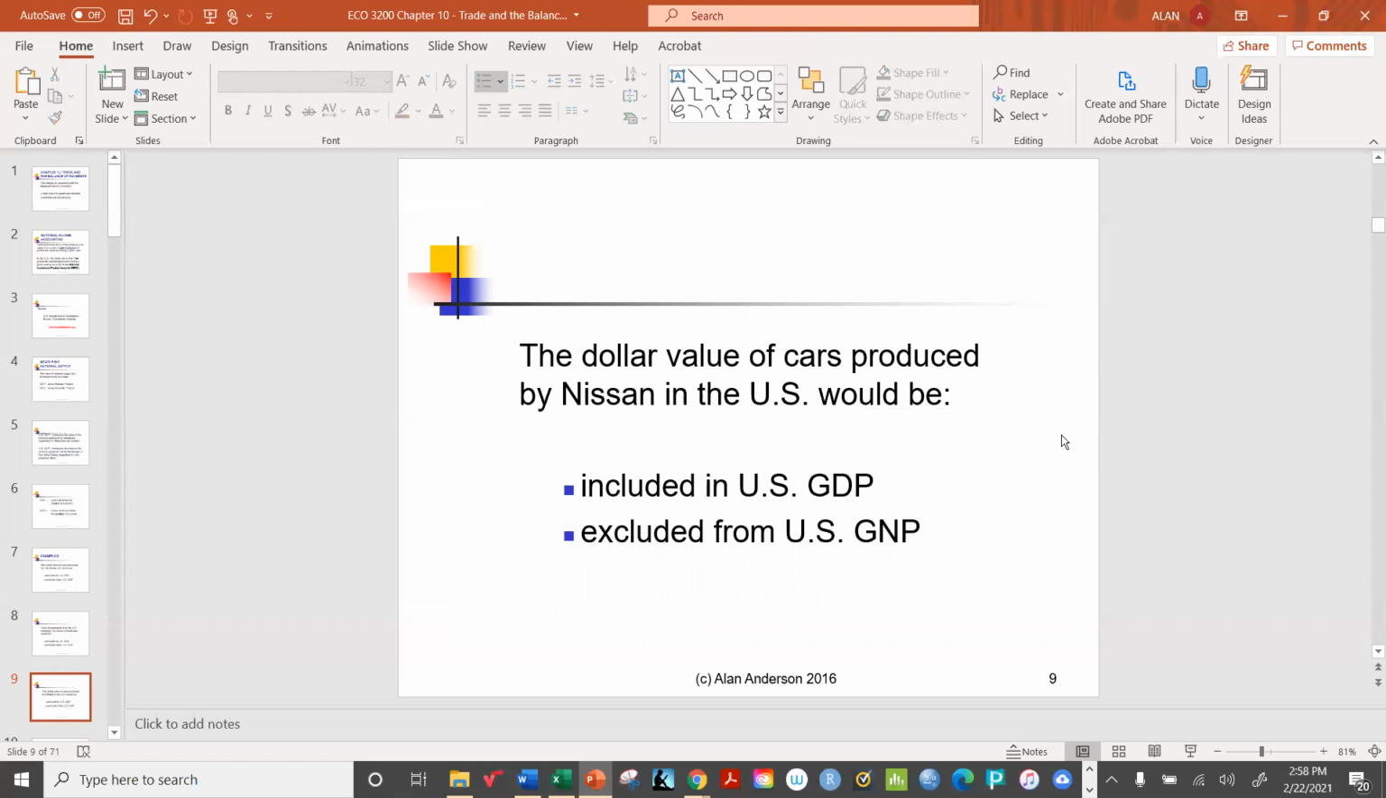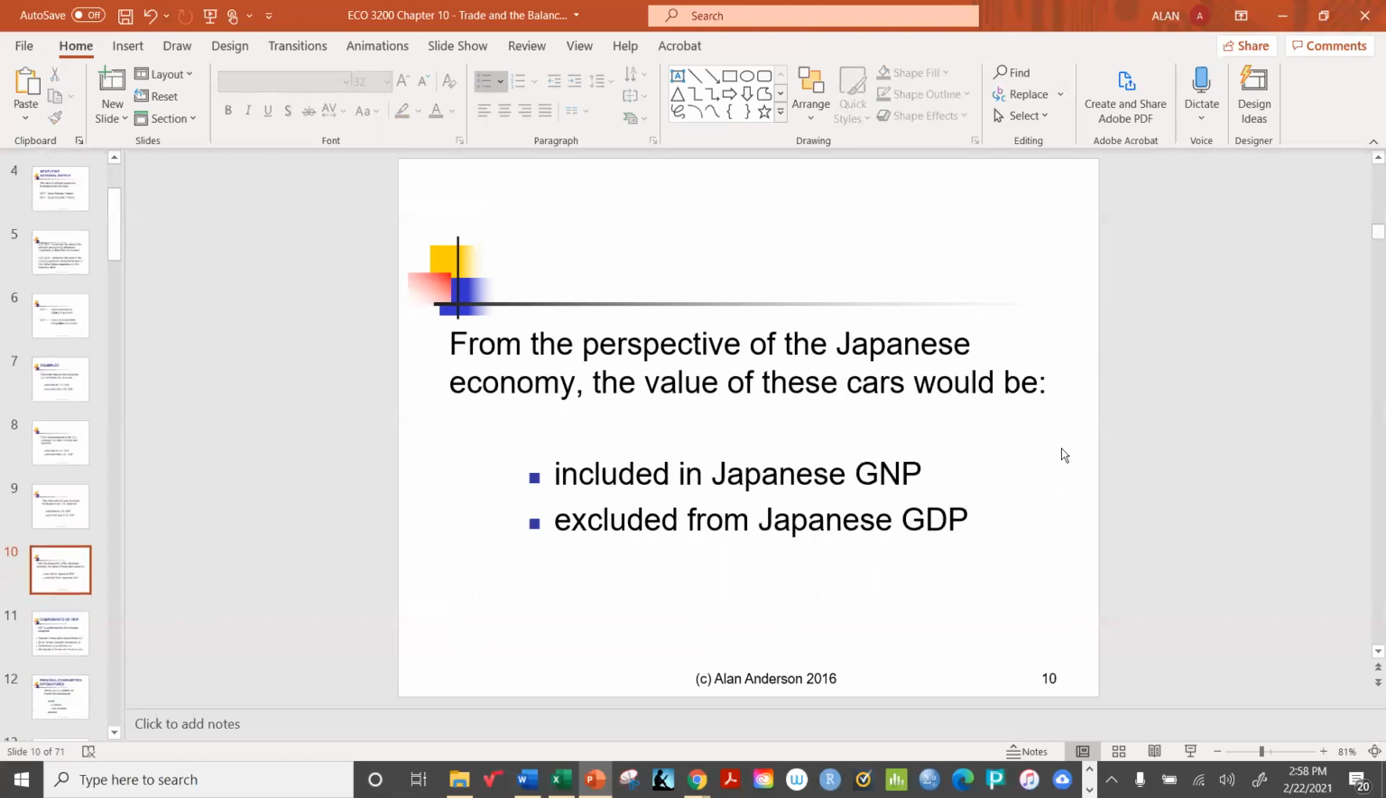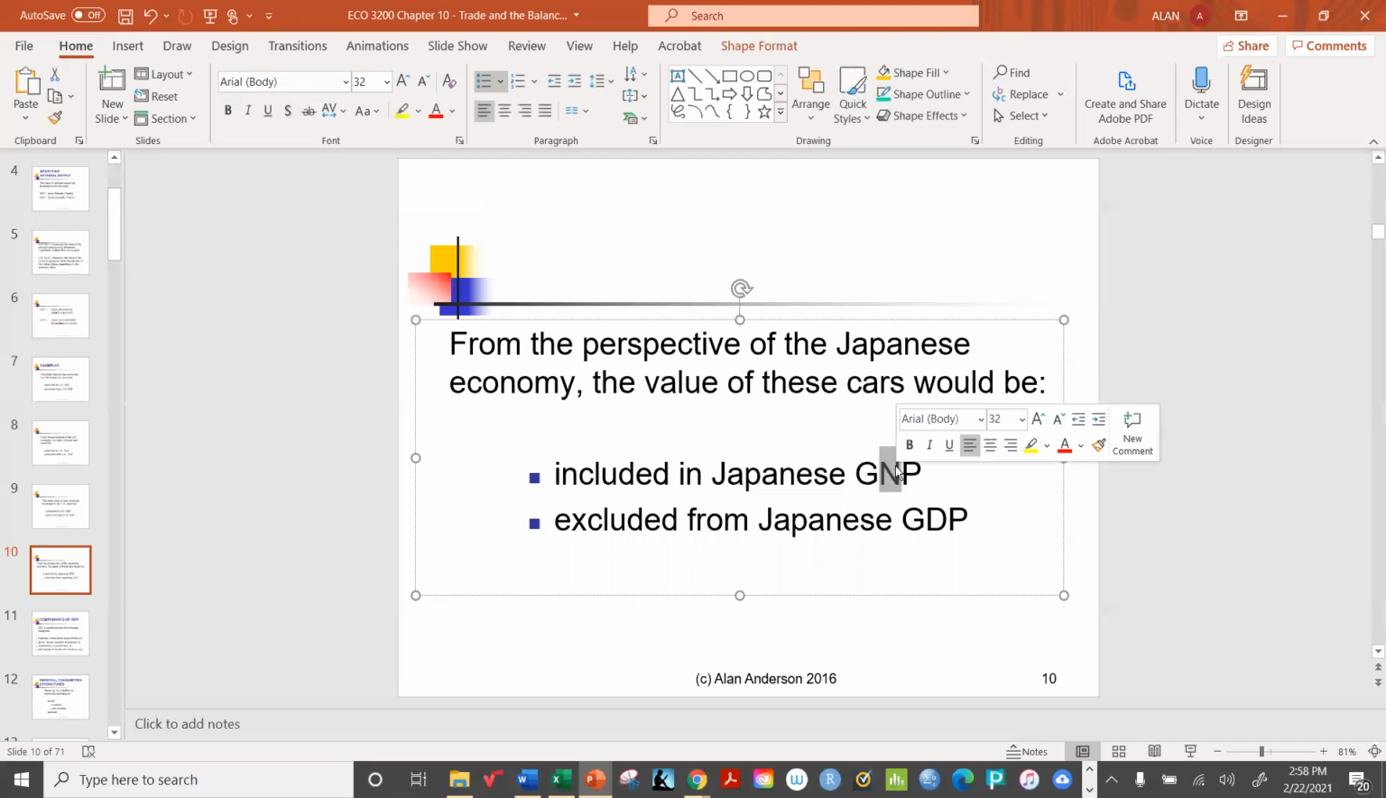Very good. Now, how about this case? From the perspective of the Japanese, the Nissan cars being built in the United States are counted in their GNP because it's a Japanese company, but not their GDP because they're not being built in Japan.